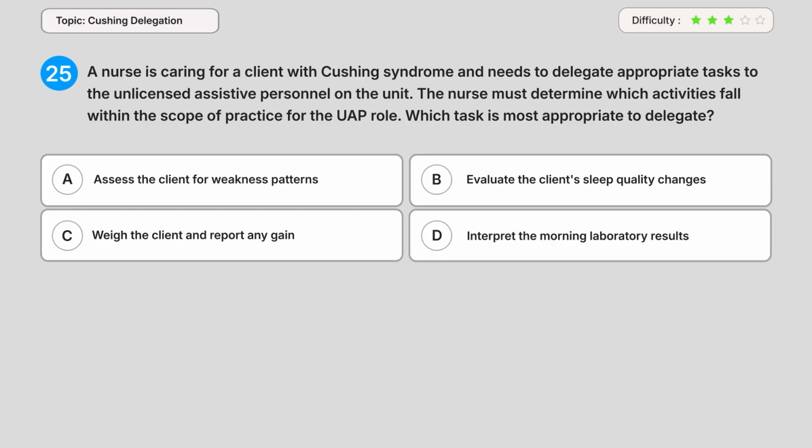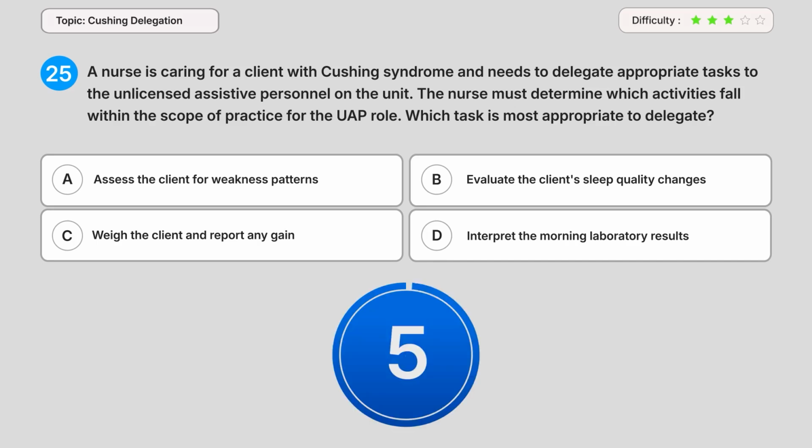A. Assess the client for weakness patterns. B. Evaluate the client's sleep quality changes. C. Weigh the client and report any gain. D. Interpret the morning laboratory results. Do you know the answer?